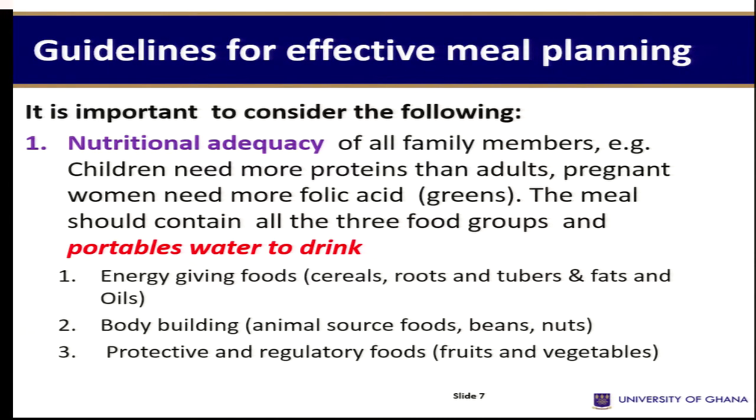So for an effective meal plan, it is important to consider nutritional adequacy, that all nutrients are balanced. Children need more proteins than adults. We make sure that that is catered for. Consider the pregnant woman, consider the lactating woman, and then make sure that the greens are available, bearing in mind the folic acid relationship, especially for the pregnant woman. Also very, very important. And then water as a nutrient.